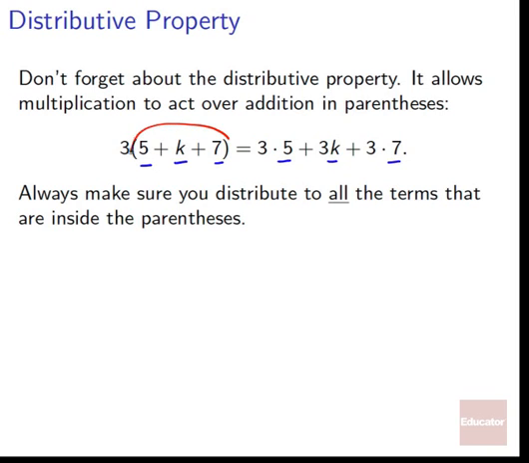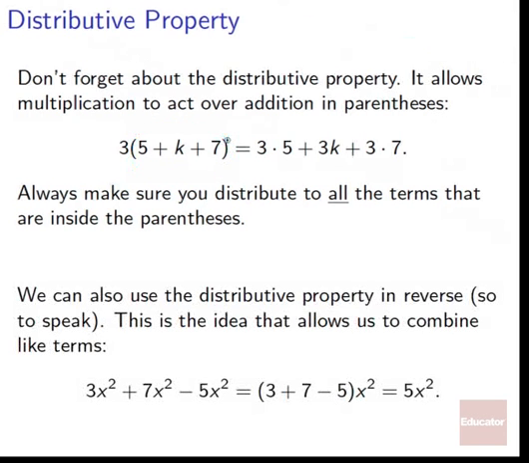We have to distribute to everything inside of the parentheses. I see lots of students see something like this and they go, oh, 3 times 5 plus k plus 7. No. You have to do everything inside of the parentheses, otherwise you're not distributing. So make sure that you're always distributing to everything in there, everything when you're multiplying in there.